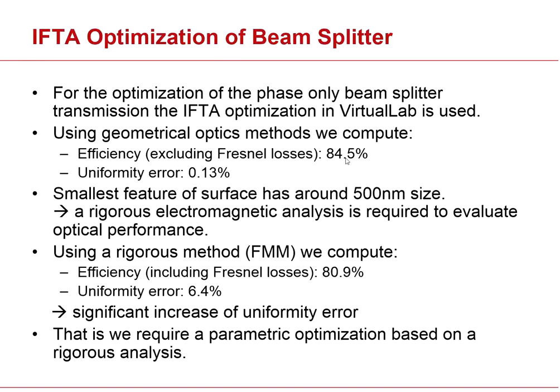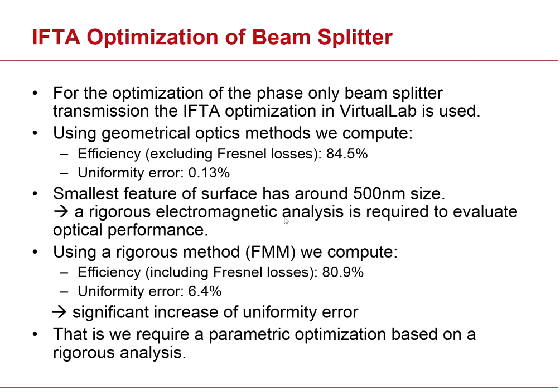using IFTA is 84.5% and the uniformity error of 0.1. However, if we look more closely at the example, we will see that the computed feature size is around 500 nanometers, so it's small compared to the wavelengths. And that's why we are requested here to check the results with some rigorous method.